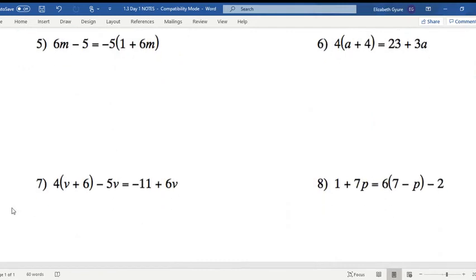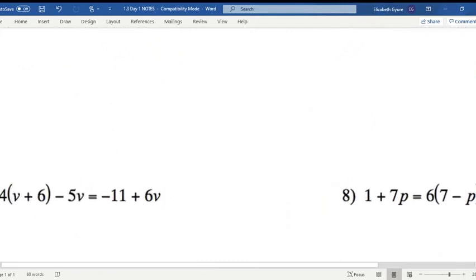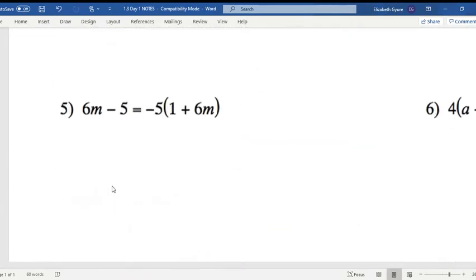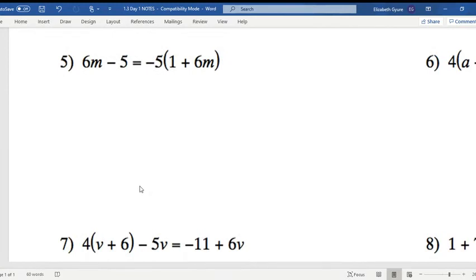4 more. Number 5. Let me zoom in. Oh, wow. Is that a little better? Like looking at it through my terrible projector? Zooming in a little bit. It's okay? Okay.